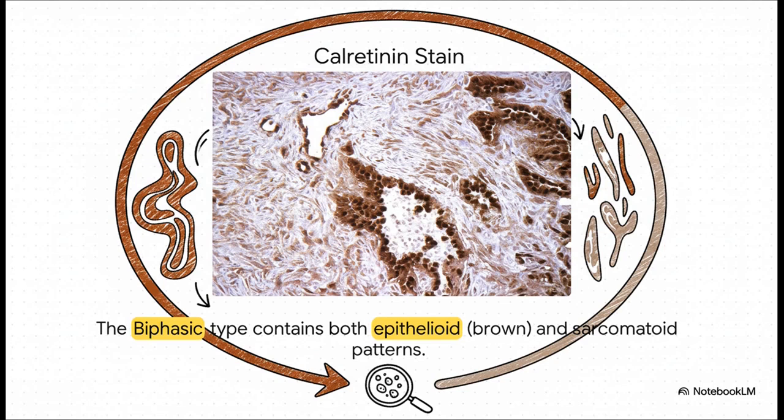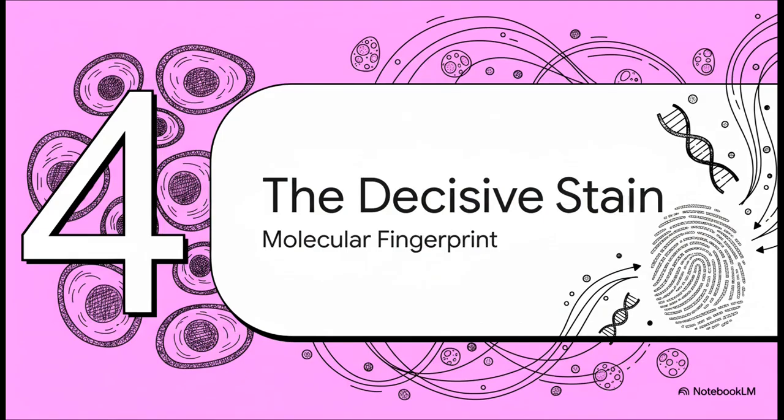In this image, we've used a special stain, and you can clearly see the epithelioid parts are staining a strong brown, and they're mixed right in with the unstained sarcomatoid areas. So, this brings us to the most critical question in diagnosis. If that common epithelioid type looks so much like adenocarcinoma, how on earth do we tell them apart? Well, the answer lies in modern pathology, using a technique called immunohistochemistry, or IHC, to find a specific molecular fingerprint.